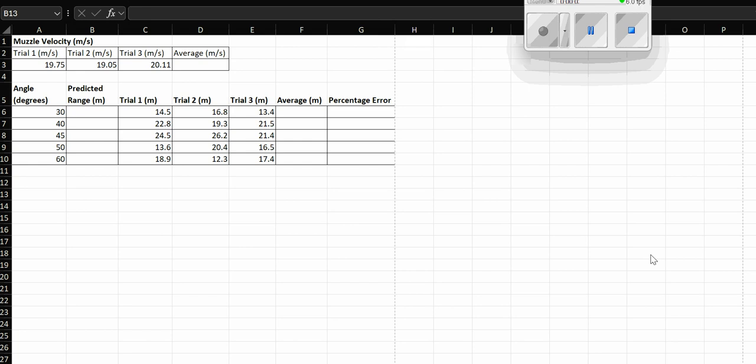Let's work with Excel on our range equation labs. This is just a tutorial to help you with your graphing and using Excel as a good tool for managing your data. Here's the data I collected from my trials.